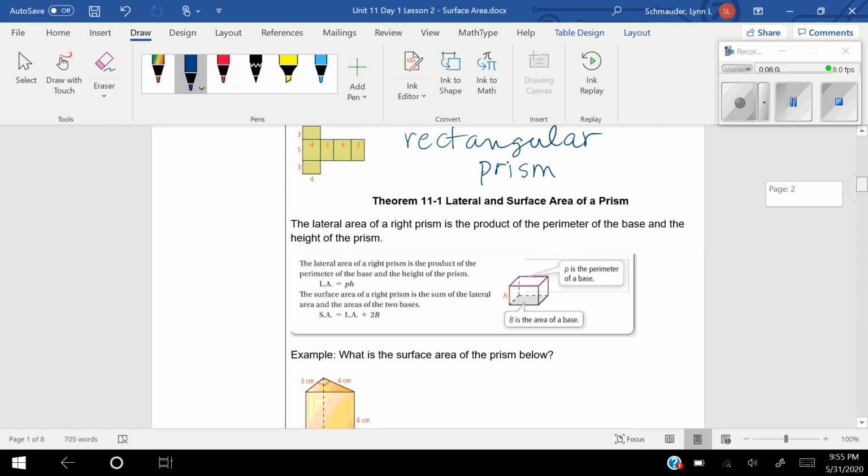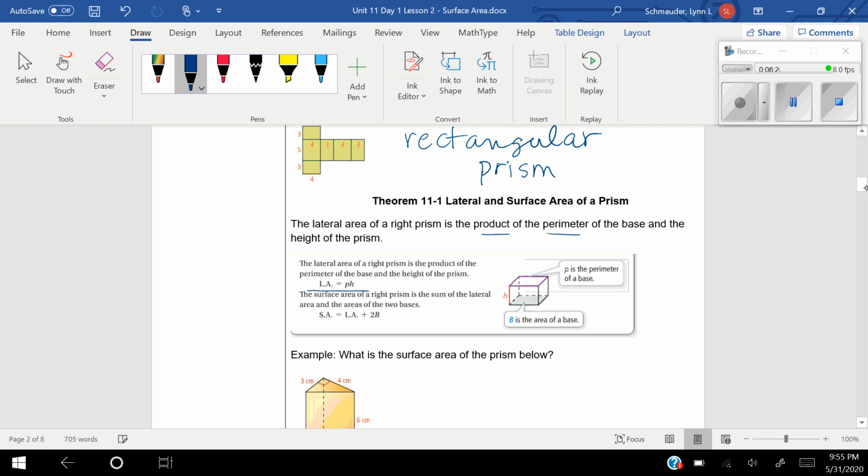Okay, and so now we're going to learn these formulas. It's good to remember the formulas, but if you really understand what you're doing, knowing the formulas isn't that hard and it isn't that necessary. So here we go. The lateral area of a right prism is the product of the perimeter of the base and the height of the prism.